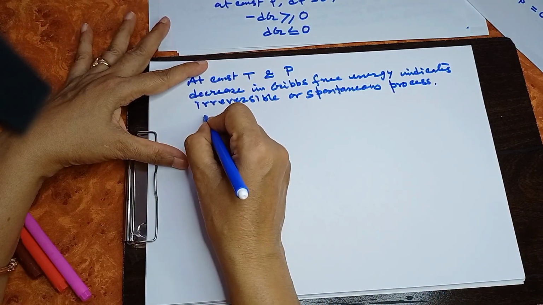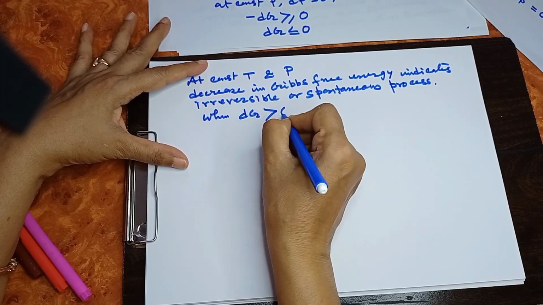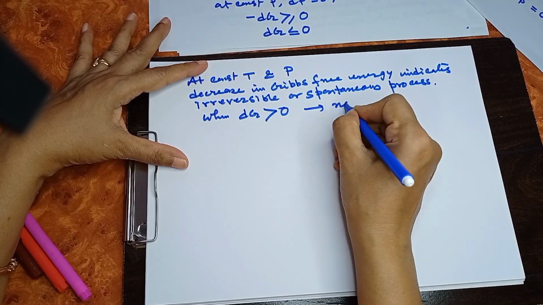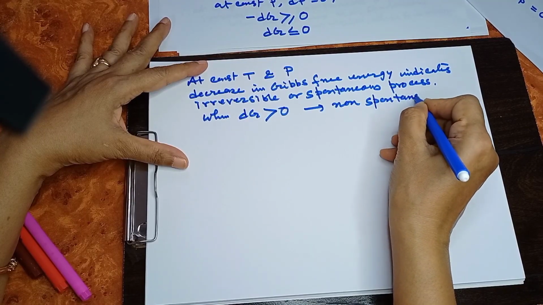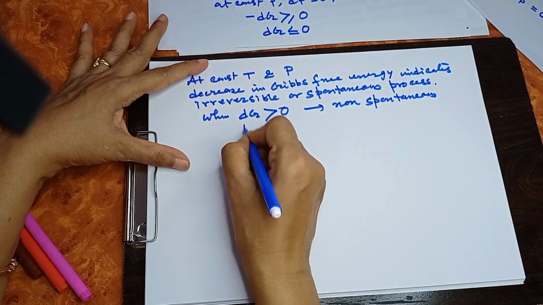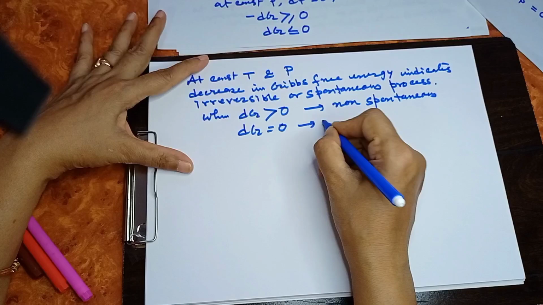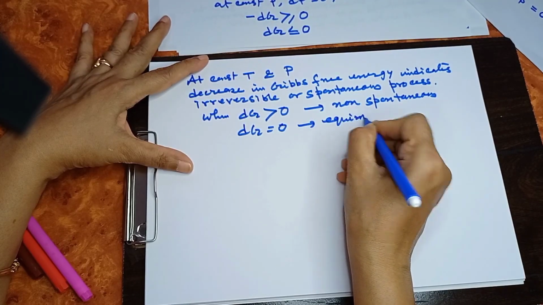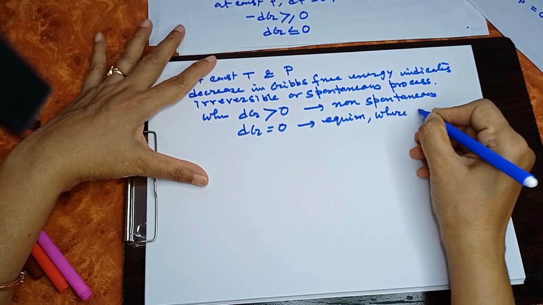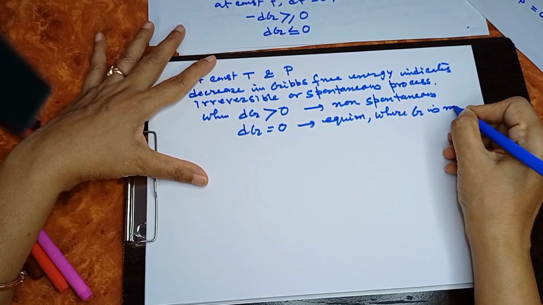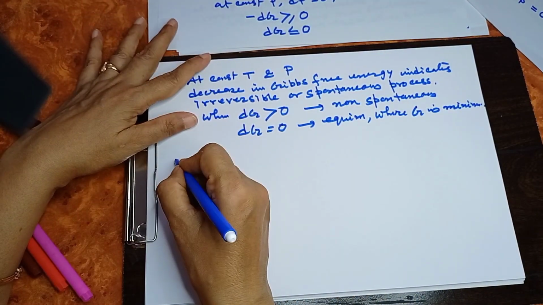And when dG increases, that is greater than 0, that indicates non-spontaneous. And dG equal to 0 indicates equilibrium, where G is minimum.